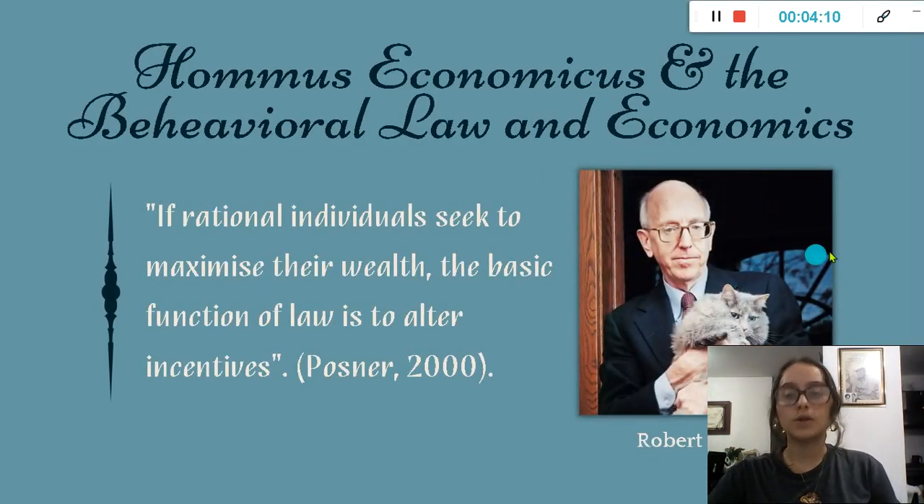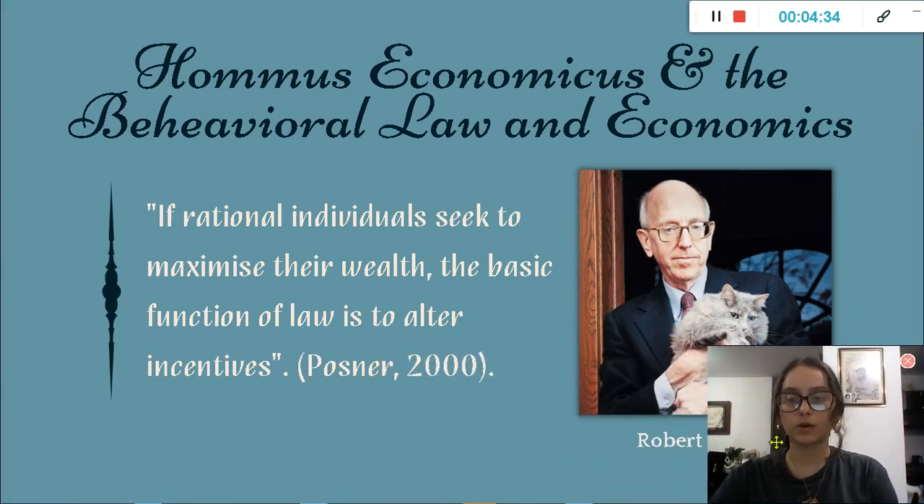Well, now I'm going to talk about homo economicus and behavioral law and economics. First of all, it's important to explain what homo economicus is. It's an economic theory that says that the human being is selfish because he tries to find his own wealth. Here I bring a fragment of a book by Richard Posner. It says, if rational individuals seek to maximize their wealth, the basic function of law is to alter incentives.